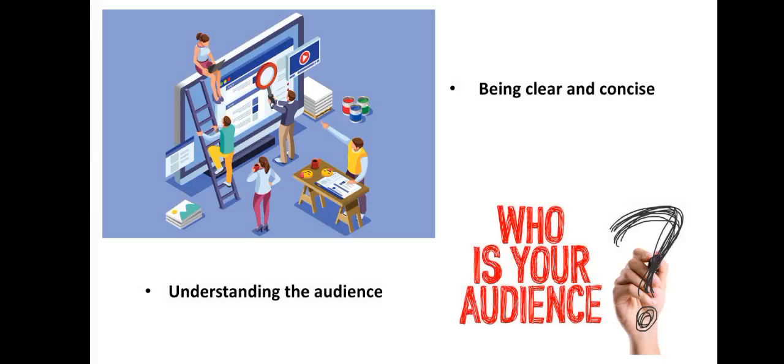So third is being clear and concise. Being clear and concise displays your clarity of thought. People have more confidence in what you say because it shows that you know exactly what you're doing and what needs to be done. Build trust, strengthen team cohesion, and create a more productive working environment. And the last one is understanding the audience.